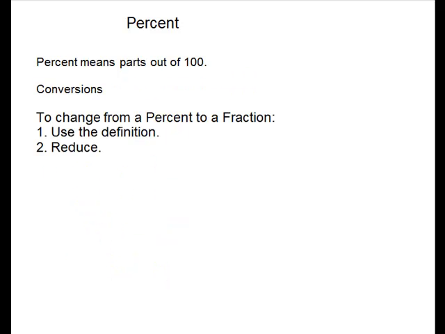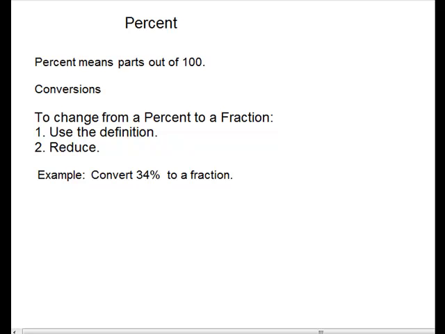Our first conversion that we'll look at is to change from a percent to a fraction. We will just use the definition. Percent means parts of 100, and then reduce. So for our first example, we're going to convert 34% to a fraction. So going to a fraction, we'll use the definition. So 34% means 34 parts out of 100, and then we'll just need to reduce.